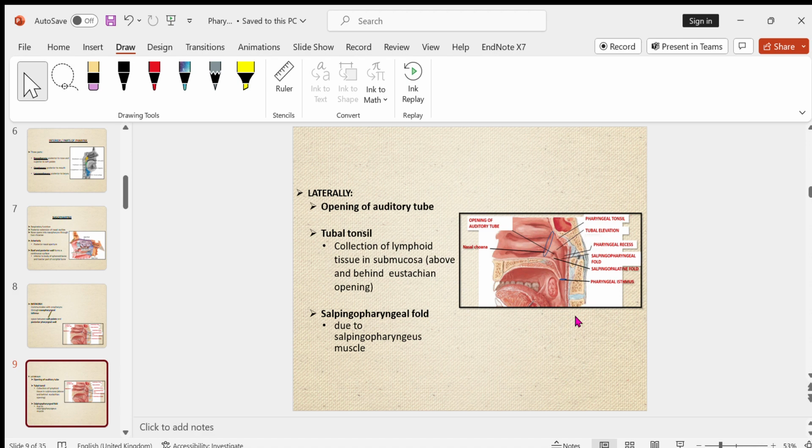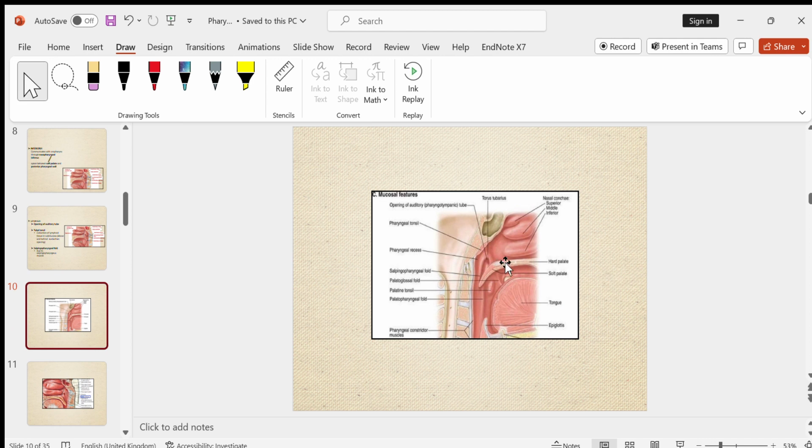Laterally, I've told you before that there is an opening in the center for the auditory tube. Just above this opening is an elevation called the tubal elevation, which contains the tubal tonsil. And the tubal elevation extends down to form a fold called the salpingopharyngeal fold, which covers the salpingopharyngeus muscle. So here we can see that this elevation is the tubal elevation and it is overlying the tubal tonsil. As it goes down, it is called the salpingopharyngeal fold, which is covering the salpingopharyngeus muscle.